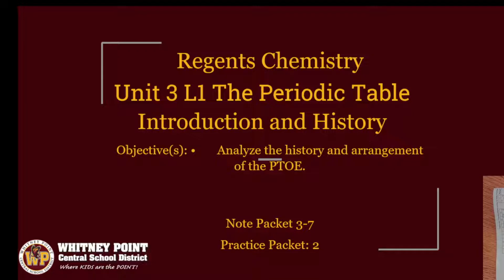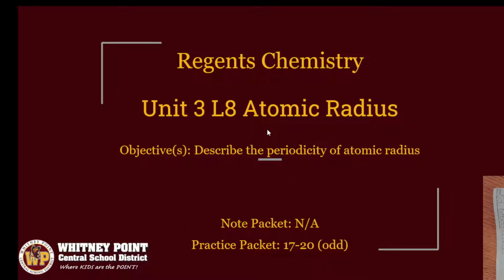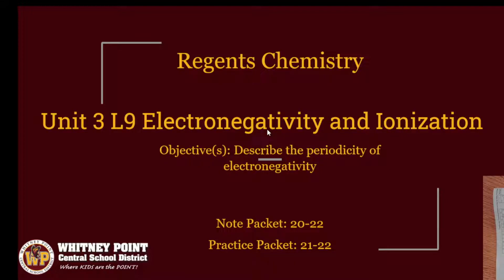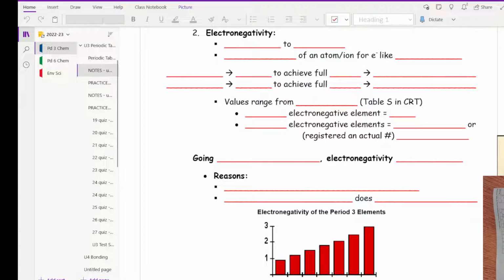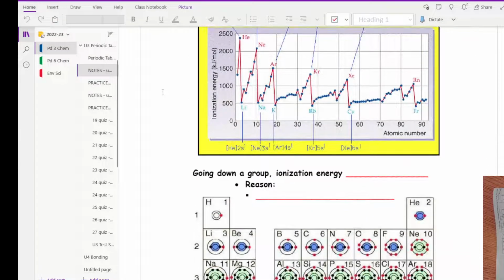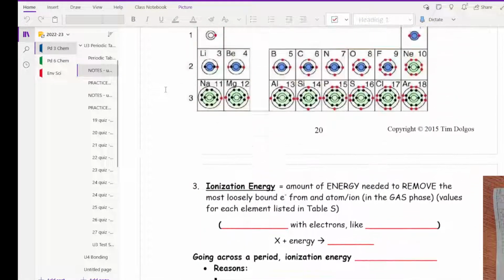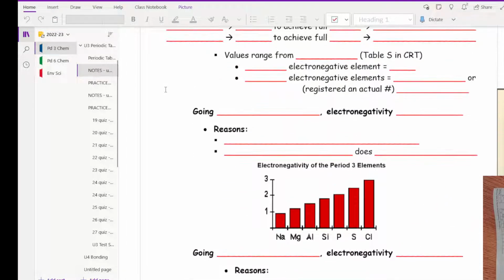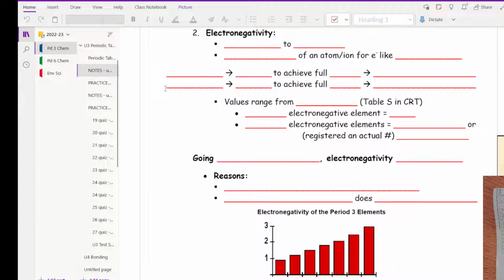Good morning, everybody. Today's lesson is actually on electronegativity and ionization. We're going to describe the periodicity of electronegativity, which is a special property, and let's dig into it. So this is on page, let me just double check, page 20, I believe, 21 in our note packet. And yes, we're back in our note packet.